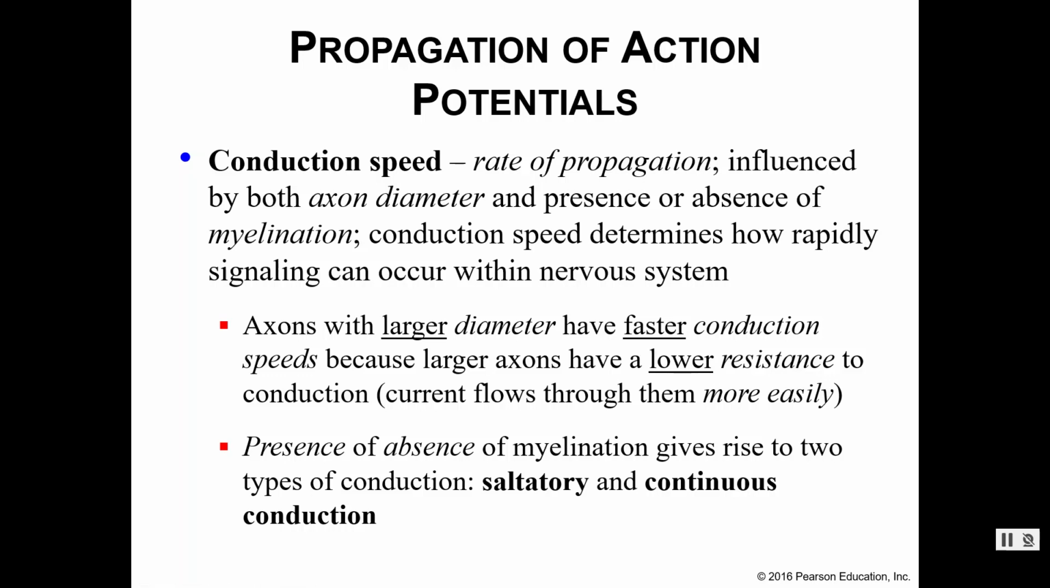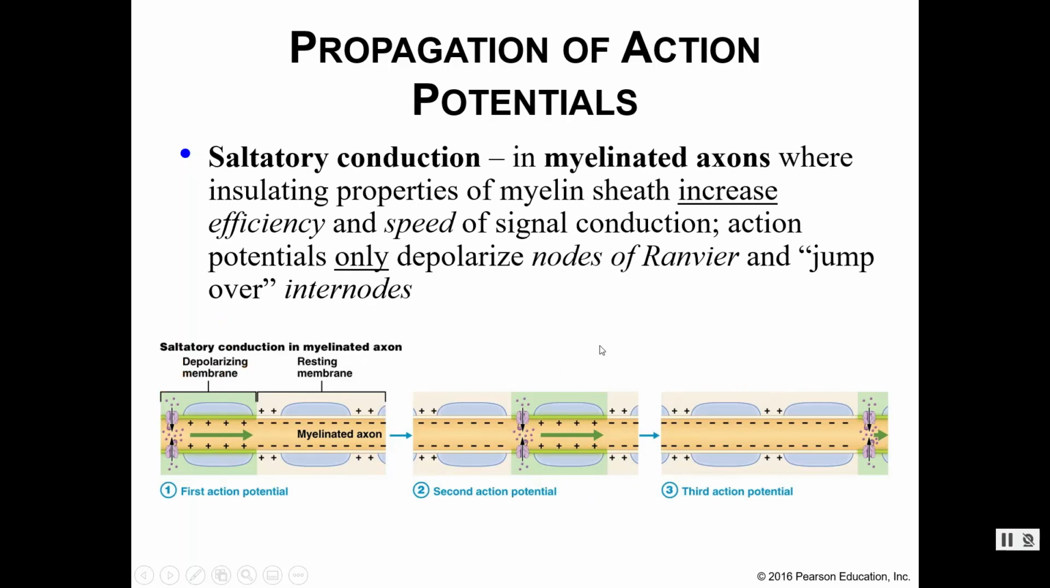Now, the presence or absence of myelin really changes how we propagate the action potential, because we have two types of conduction. We have saltatory conduction and we have continuous conduction. Let's show some examples. Saltatory conduction is how myelinated axons work.